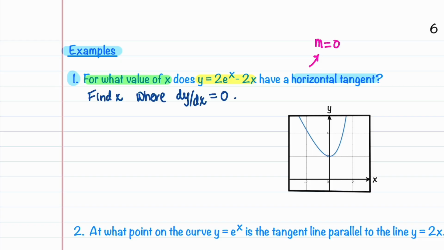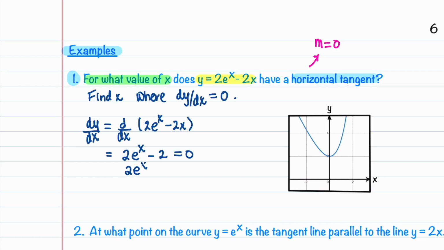Let's go ahead and take our derivative. dy dx is the derivative with respect to x of 2e to the x minus 2x. This is 2 times the derivative of e to the x, which is just e to the x, minus the derivative of 2x, which is minus 2. And we need to set that equal to 0. Let's pull the 2 over to the right-hand side. So this is 2e to the x is equal to 2. Dividing each side by 2, we get that e to the x is equal to 1.